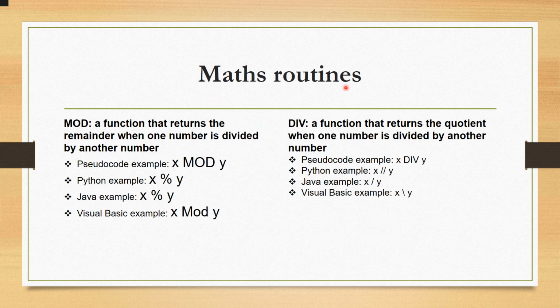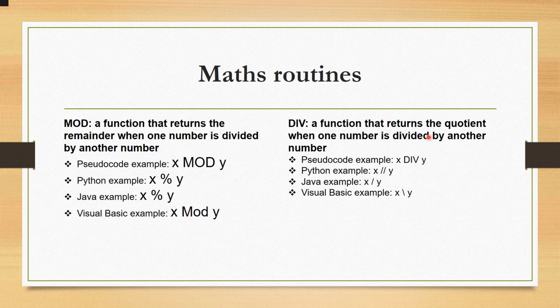The most important library routine is the math routine, and through this math routine we will be using the mod and div functions. We have already talked about what mod and div are; here I'm just quickly going to give you the recap. Mod is a function that returns the remainder when one number is divided by another one. In pseudocode, we will write x mod y. In Python, we will be using the percentage sign. In Java, we are again using the percentage sign. And in VB, we are using mod.